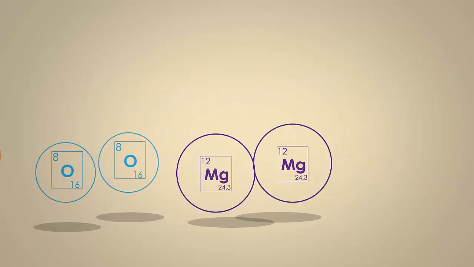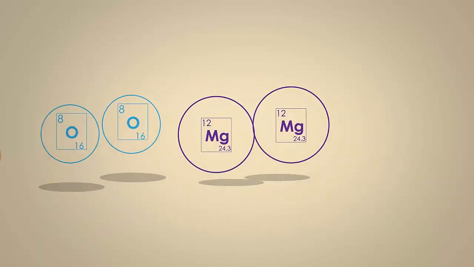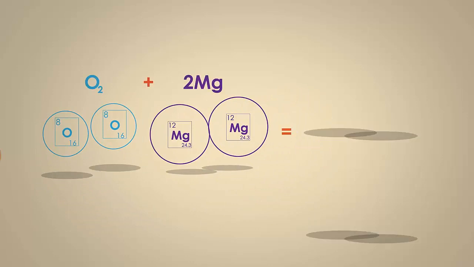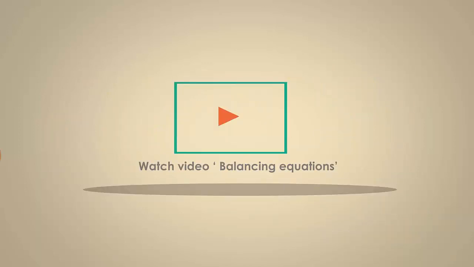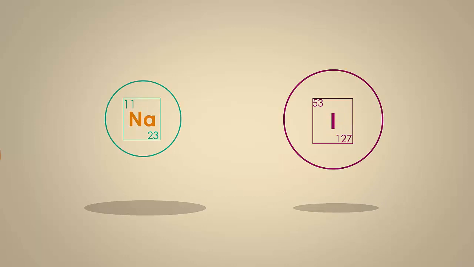Similarly, 2 molecules of magnesium and 1 mole of oxygen react to create only 2 moles of magnesium oxide. If this seems hard, watch our video, Balancing Equations. We can use molecular mass of a substance to calculate the number of moles in a given mass.